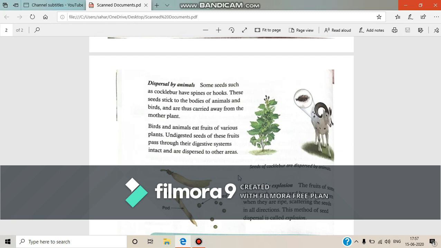But sometimes birds also eat up the entire seed along with the fruit. Now seeds are hard to digest, right? So these undigested seeds of the fruits come out with their droppings and fall in different places, and wherever these seeds fall, if they get the right conditions to germinate, they will grow into plants. So now you can understand that animals play a very important role in seed dispersal, right?